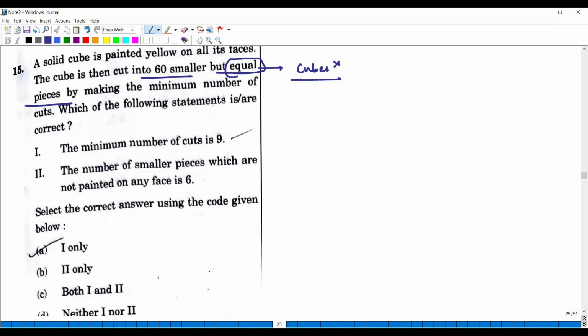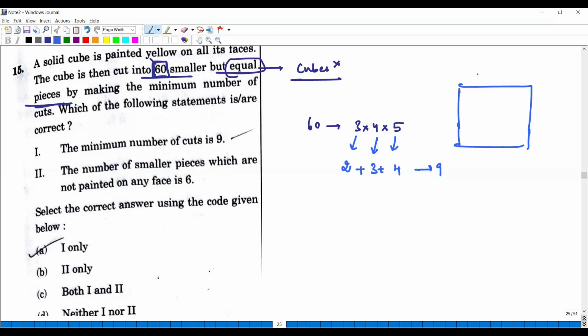If you're dividing it into 60 smaller pieces, you are dividing it into cuboids. By making the minimum number of cuts, if you want to make the minimum number of cuts, express 60 as a product whose difference is less. And we all know that 60 can be written as 3 into 4 into 5. If you want to make 3 parts, you need to make 2 cuts. 4, you need to make 3 cuts. 5, you need to make 4 cuts. Therefore, the number of cuts is 9 cuts.